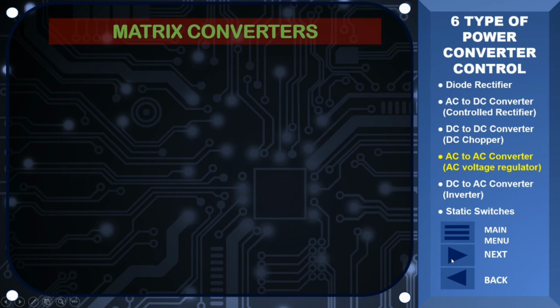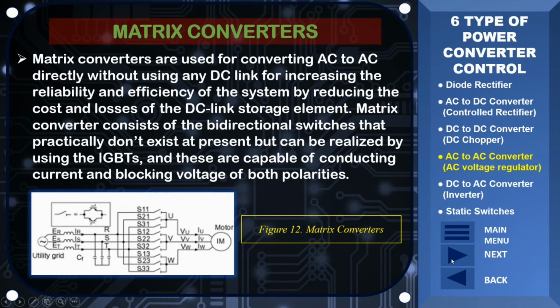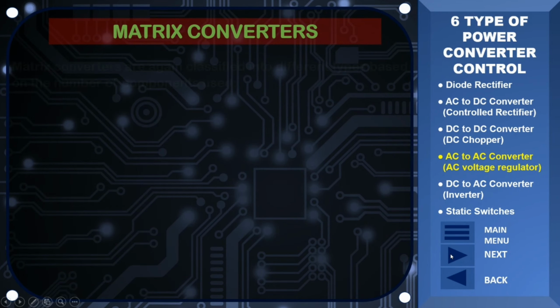Matrix converters. Matrix converters are used for converting AC to AC directly without using any DC link, for increasing the reliability and efficiency of the system by reducing the cost and losses of the DC link storage element. Matrix converters consist of bidirectional switches that don't currently exist as such but can be realized by using IGBTs, and these are capable of conducting current and blocking voltage of both polarities. Matrix converters are again classified into different types based on the number of components used.